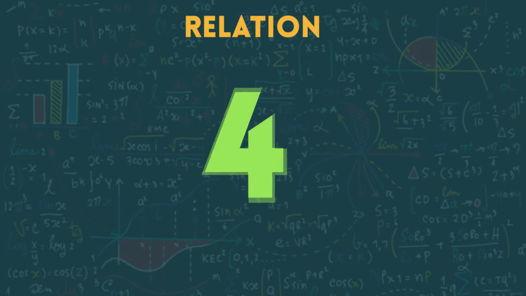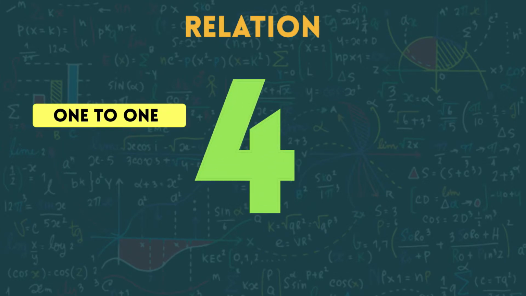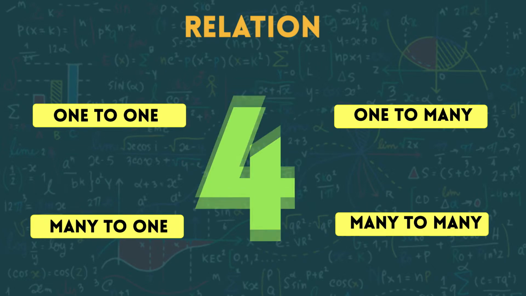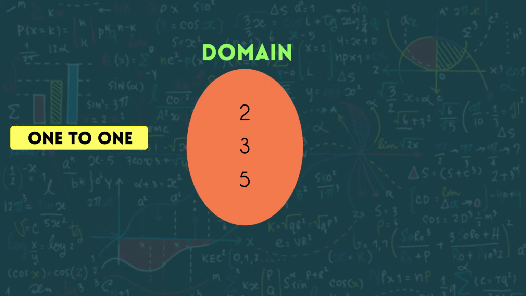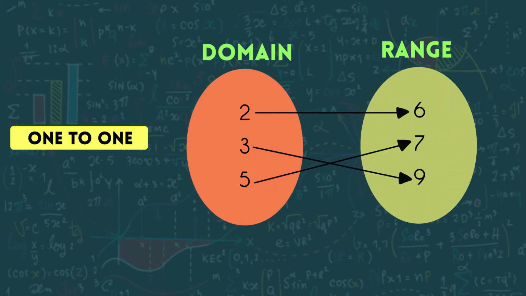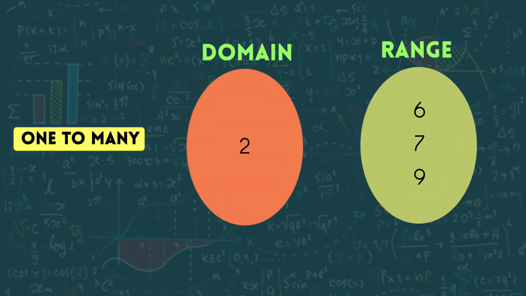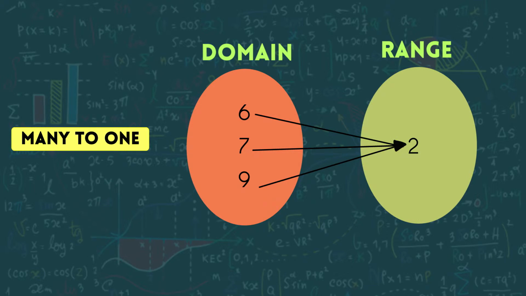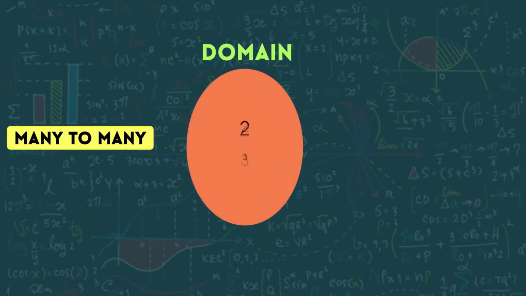Relations have four types, which are one-to-one, one-to-many, many-to-one, and many-to-many. This is an arrow diagram for each relation. This is one-to-one. One-to-many. Many-to-one. Many-to-many.